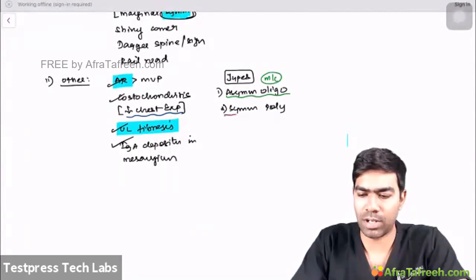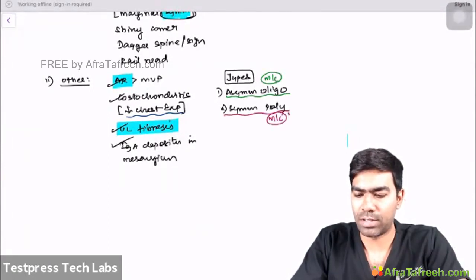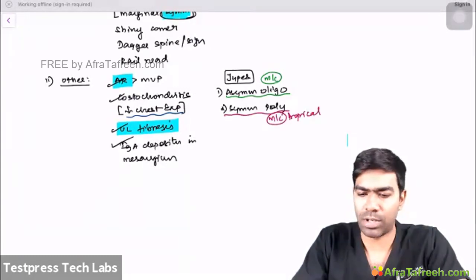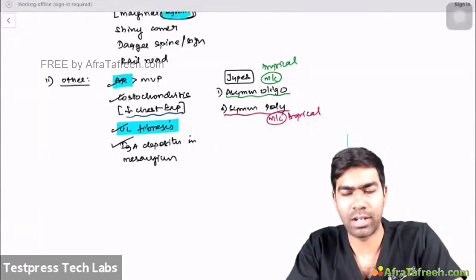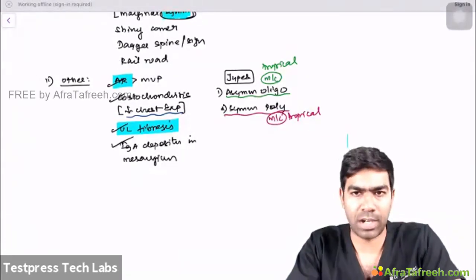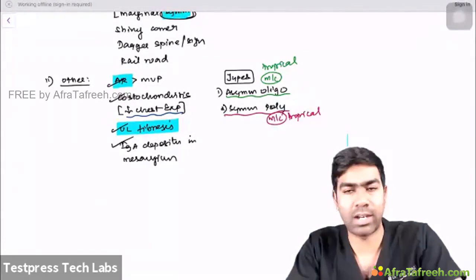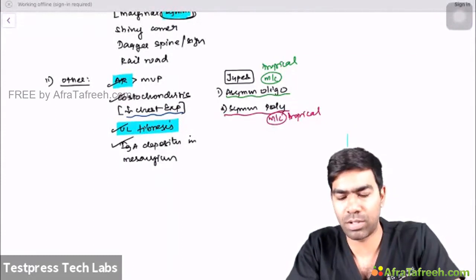This is very common in tropical climates. But I don't know what you will answer. If you take a UK-based textbook like the Oxford Textbook of Rheumatology, they'll give asymmetric oligoarthritis as common. If you take Harrison, they will give symmetric polyarthritis as most common. So it depends on which climate you live in, and that determines the disease you will have.